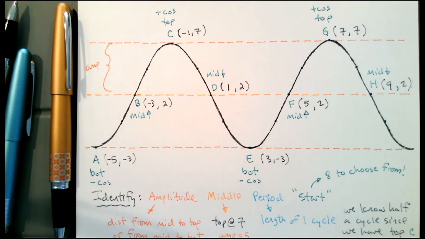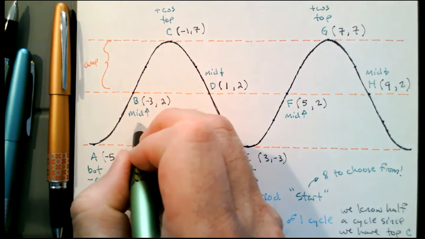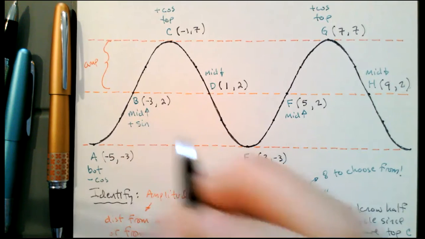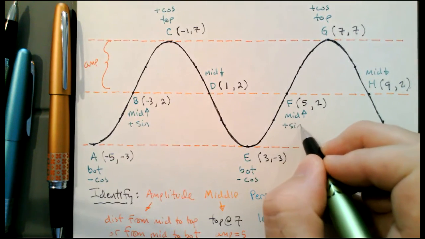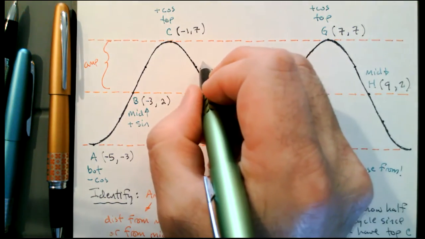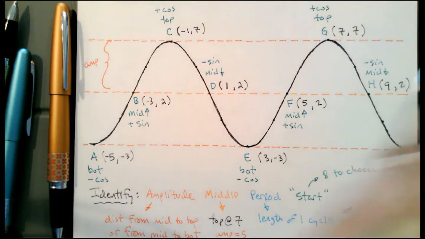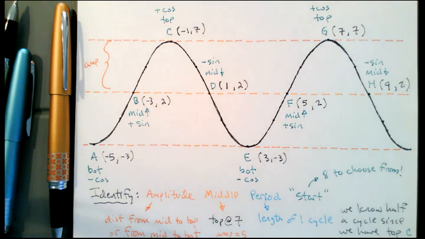If we start off at the middle going up, middle is going to be a sine. Going up is positive. If we start at the middle going down like we just did, middle is sine, down is negative. So this would be a negative sine like we just used. This means we're not writing the equation for this function. We're writing an equation for this function because we have lots to choose from.